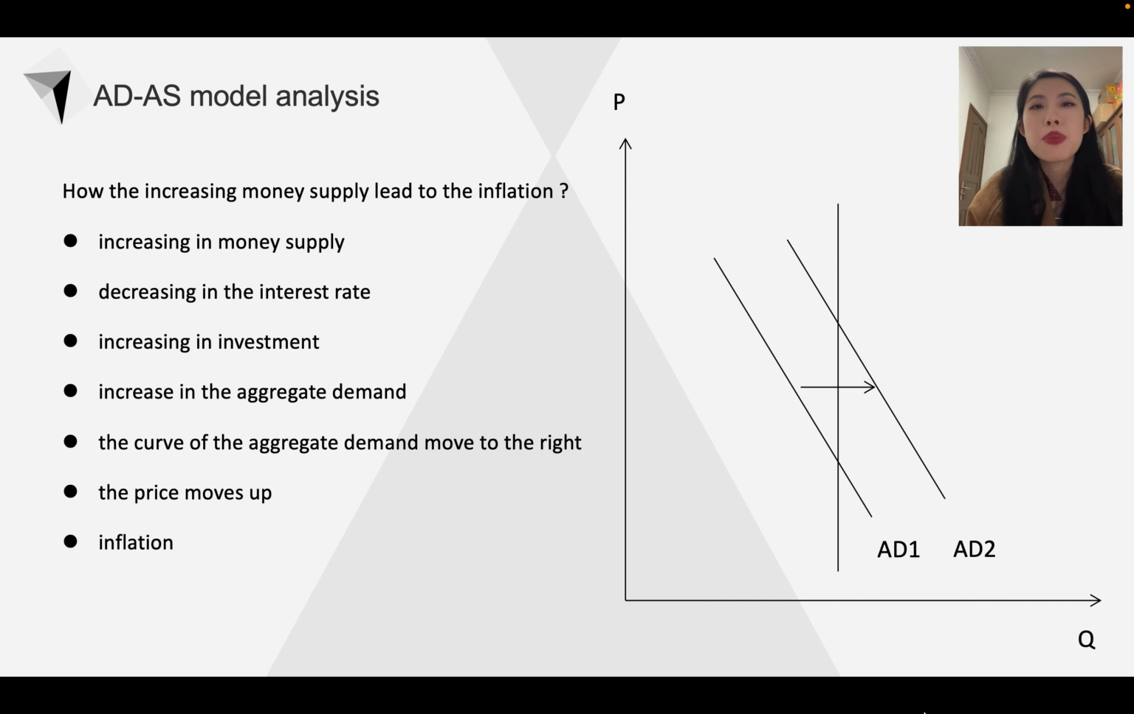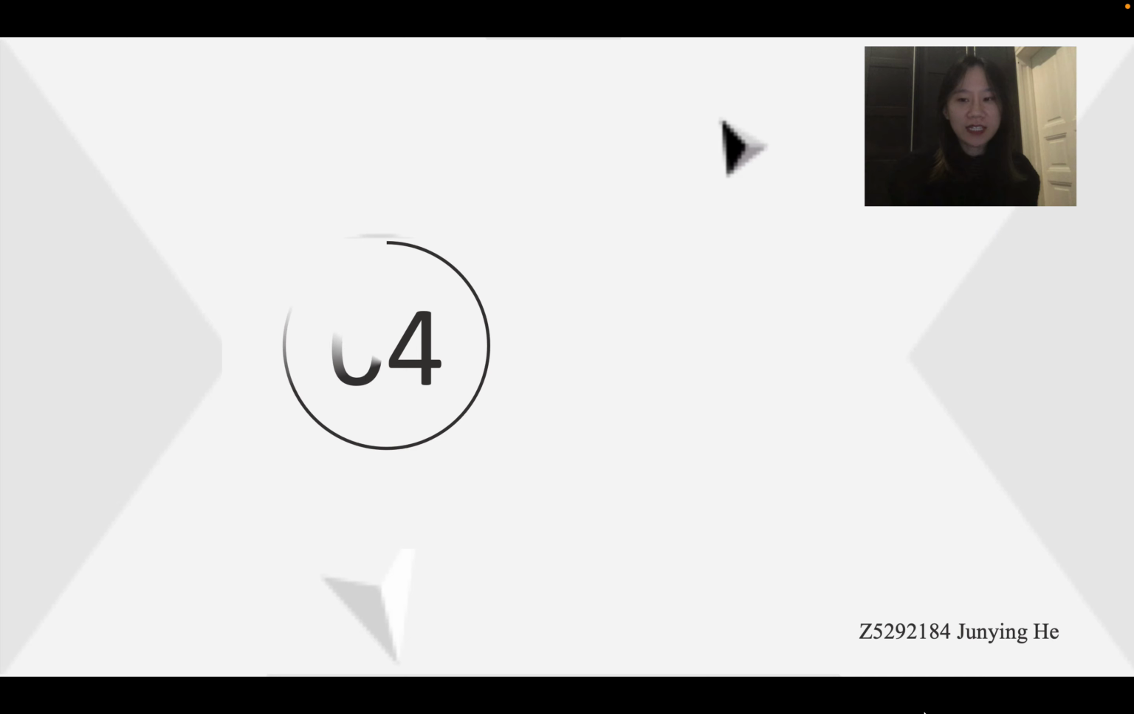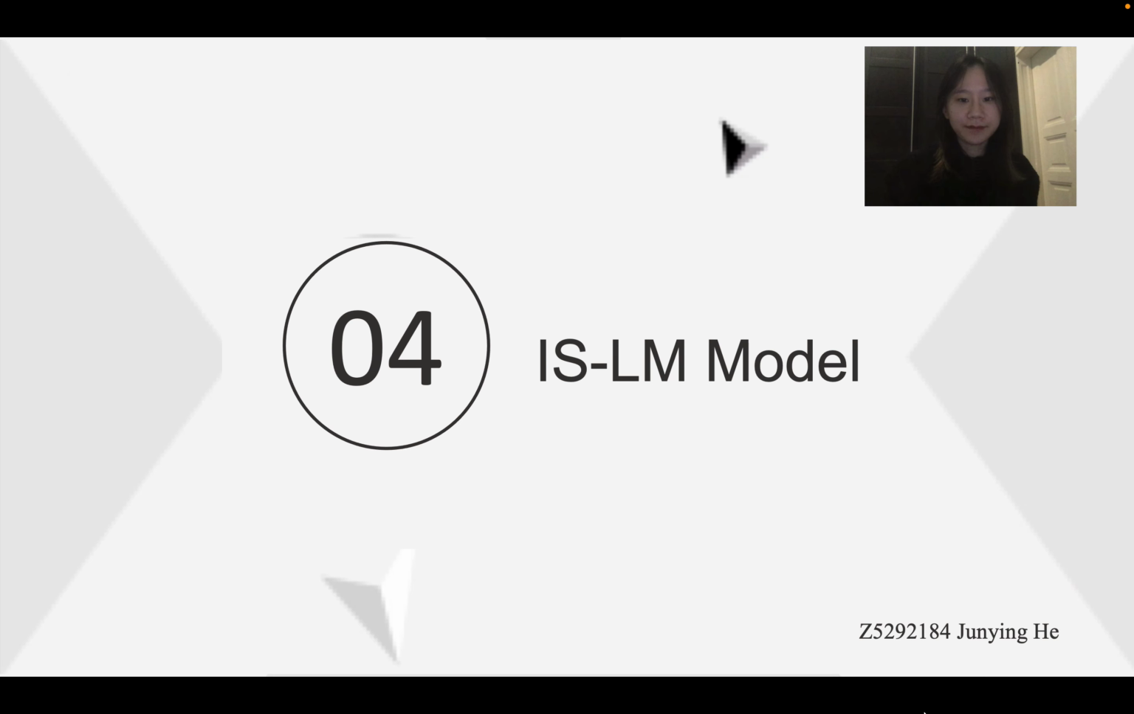The aggregate demand curve moves to the right when demand increases, while the aggregate supply, which is defined by productivity and technology, may not change, since the curve of the short-term aggregate supply slopes up to the right and the curve of the long-term aggregate supply is vertical. The price, which is defined by the intersection of the aggregate demand and aggregate supply, increases. I use IS-LM as a model to analyze the impact of monetary policy adopted by Australia in response to COVID-19.